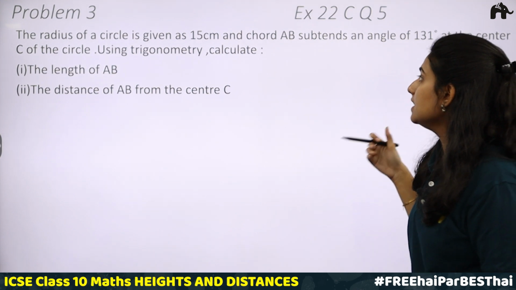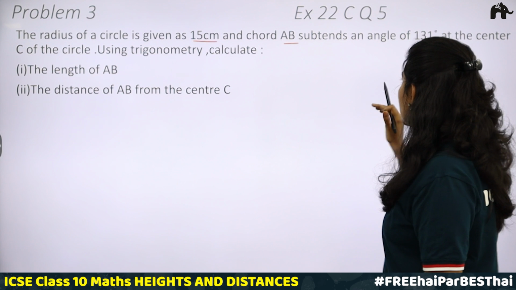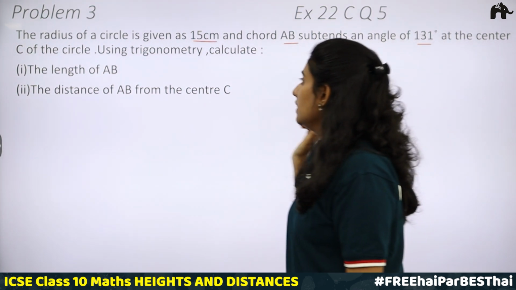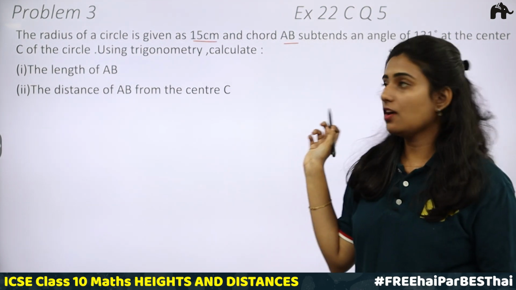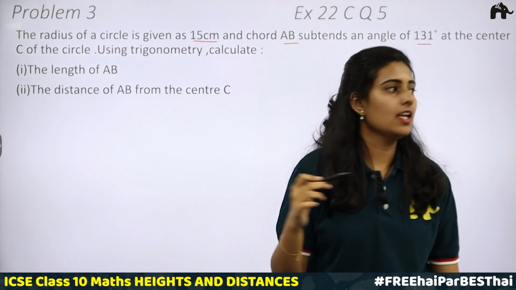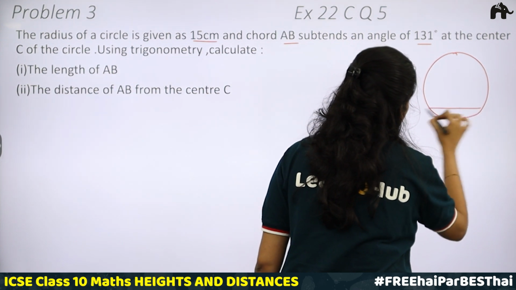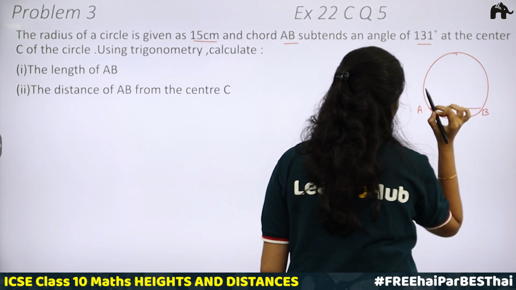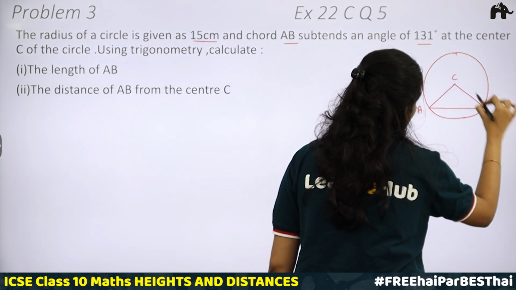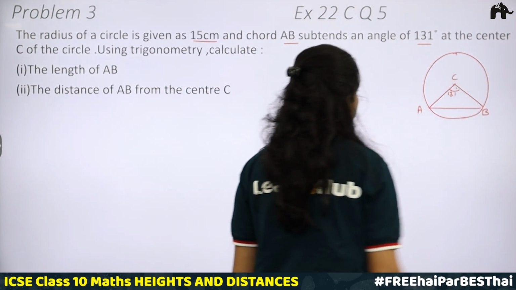The radius of a circle is given as 15 centimeter and chord AB subtends an angle 131 degree at the center C of the circle. Using trigonometry, calculate the length of AB, then the distance of AB from the center C. Okay. Here we have a circle. AB is a chord. We have a center C. The angle subtended by the chord at center C is given 131 degree.